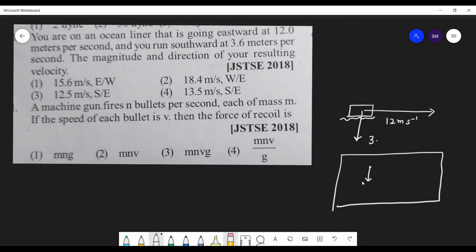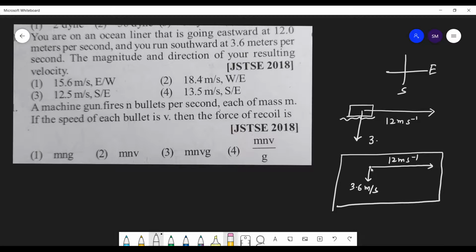So your speed is 3.6 meters per second, and the ocean liner's speed is 12 meters per second in the east direction. So that's east, and this is south. So you are running southward. So you have to tell the magnitude and direction of your resulting velocity.